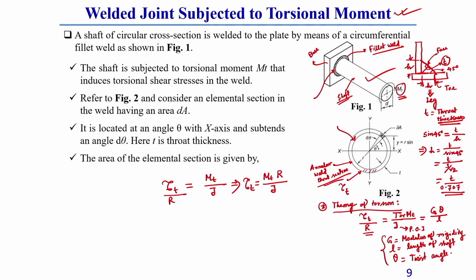That means we need the polar moment of inertia, the shaft radius, and Mt, which is the torque for this annular fillet weld throat section. You should keep this in mind, which I have shown in figure number 2. For finding the polar moment of inertia in the case of a circular annular section, I have already shown this section.